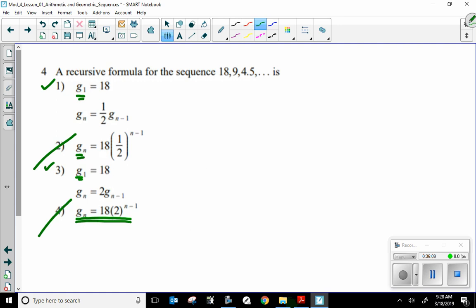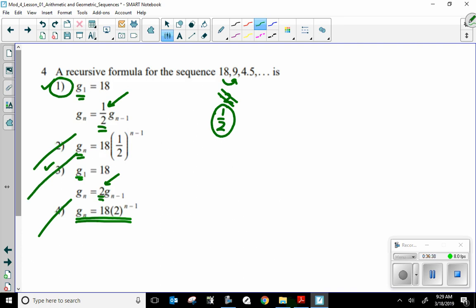So, am I doubling each term, multiplying it by 2? Or am I multiplying each term by a half to get to the next term? How do I get from 18 to 9? Do I multiply it times 2, or do I multiply it by a half? Well, if I multiplied 18 by 2, I'd get 36. My common ratio is 1/2. The answer is 1. My common ratio is not 2.